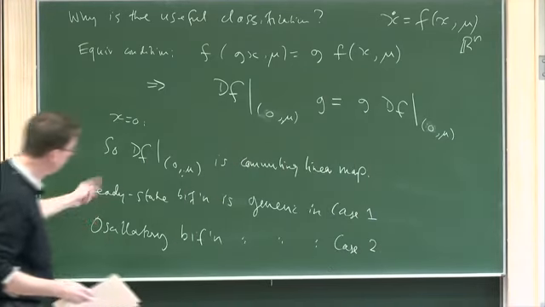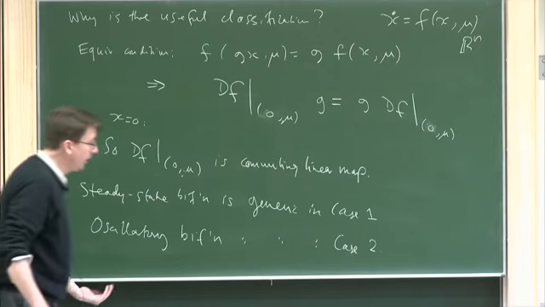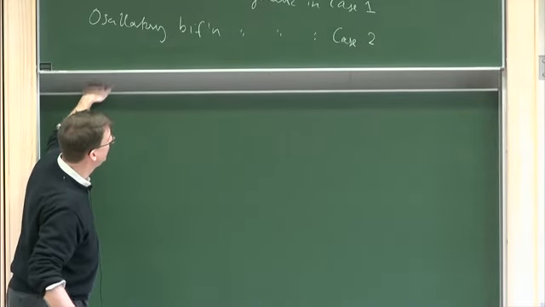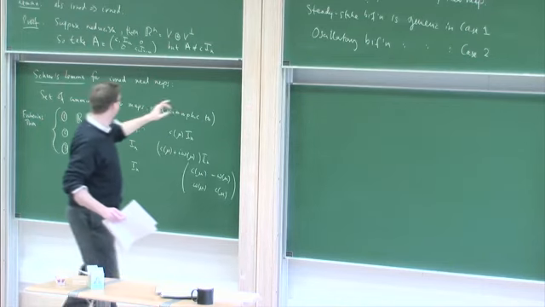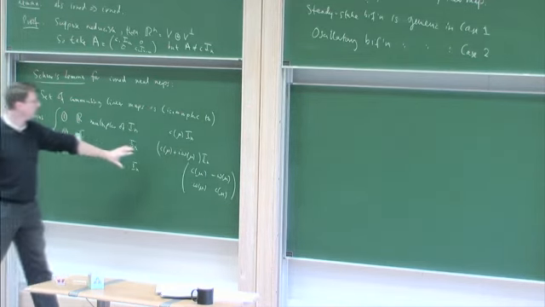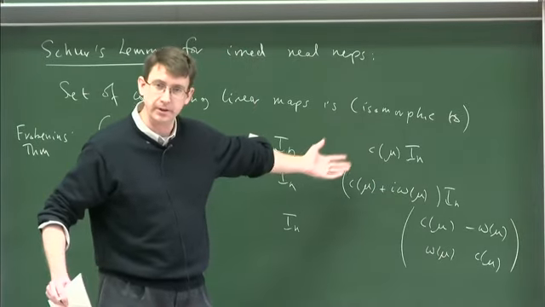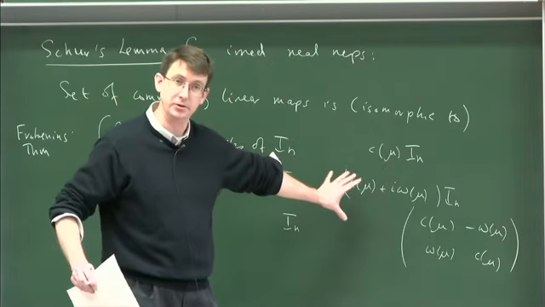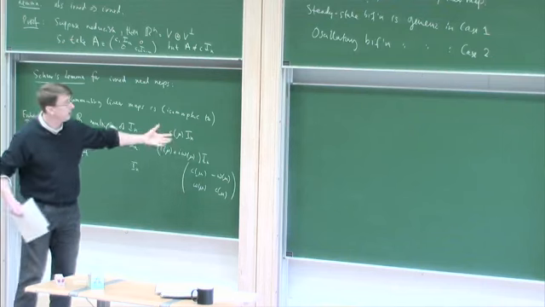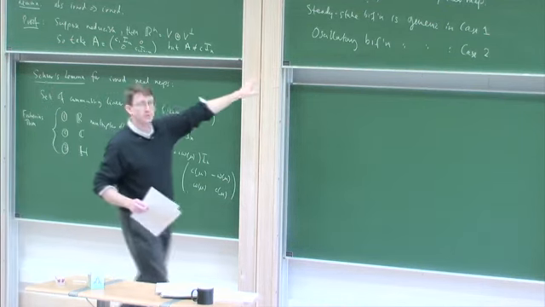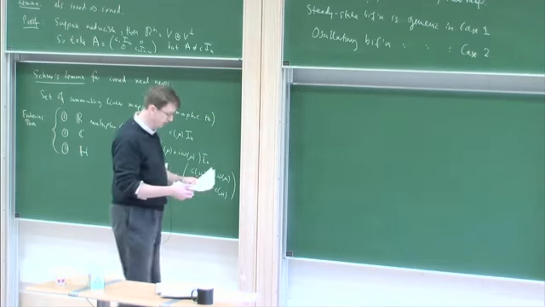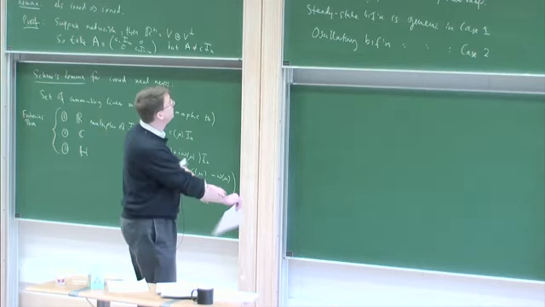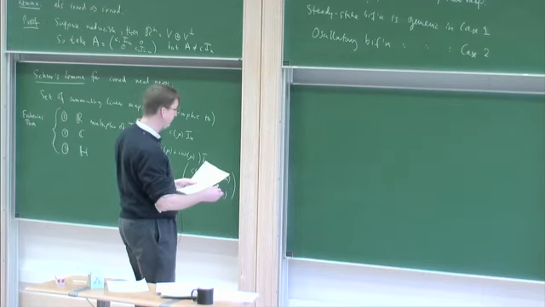I'm writing this slightly carefully because there's another possibility for oscillatory bifurcation, when I have a representation that is not absolutely irreducible, but I have two copies of the same absolutely irreducible representation. I'm not really going to discuss oscillatory bifurcation, so I'm not going to do that in any more detail, just to say it's there. So this is the typical context.